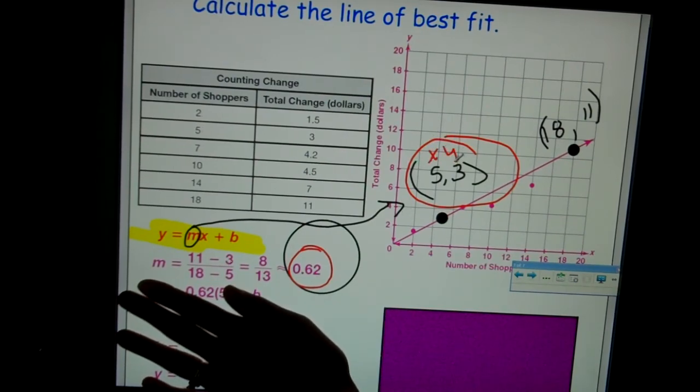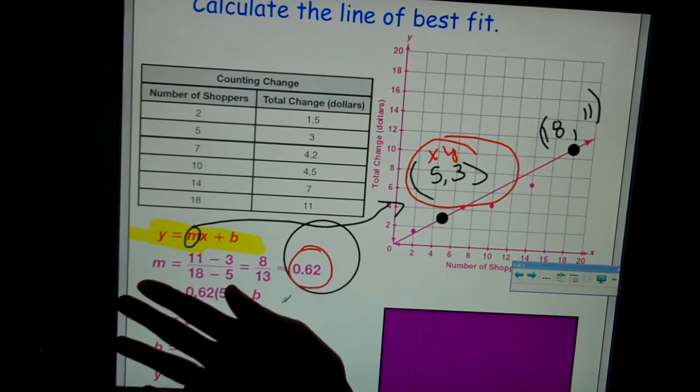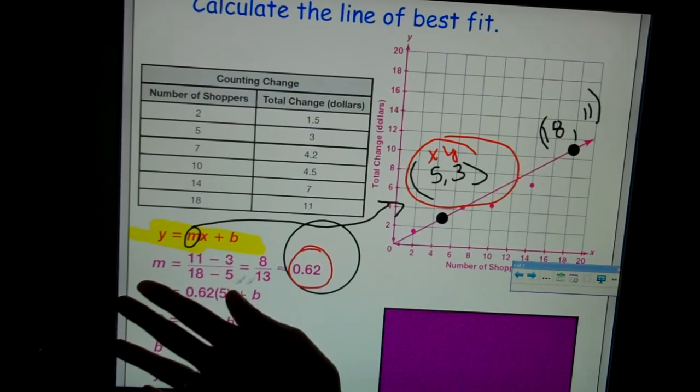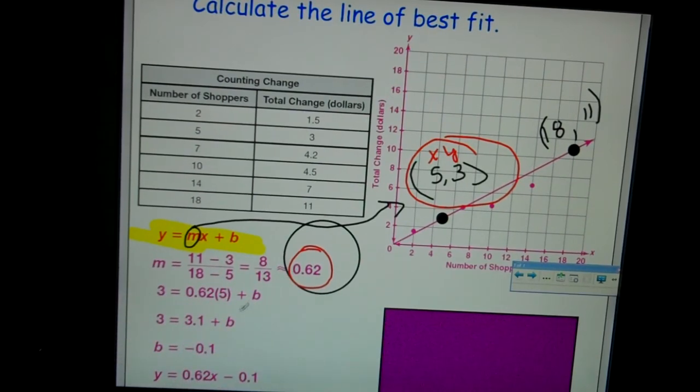X is 5, Y is 3. Plug it in. Solve for B. Find where your y-intercept is. It looks like it's at 0, but we can't always go on looks. Okay? And you should find that B is actually, it's not 0. The y-intercept for this is negative 0.1. And then you write your whole equation. And that is the equation for this line of best fit.